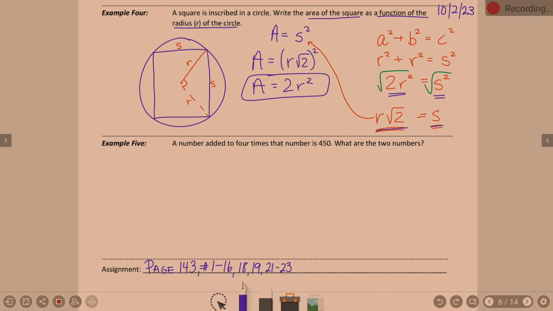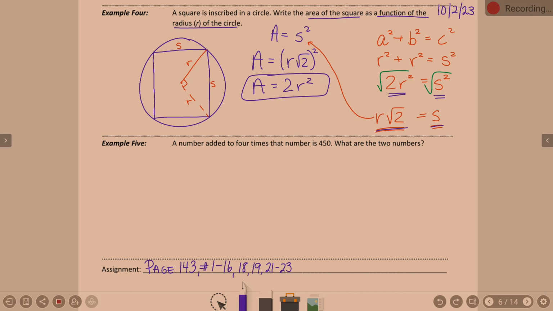Okay. Example 5. Maybe a needed break for our brains. I personally view example 5 as easier once you see how to set it up. A number added to 4 times that number is 450. What are the two numbers? Now, I'm the math teacher, so I could, but I'm not going to lead you guys to guess and check.